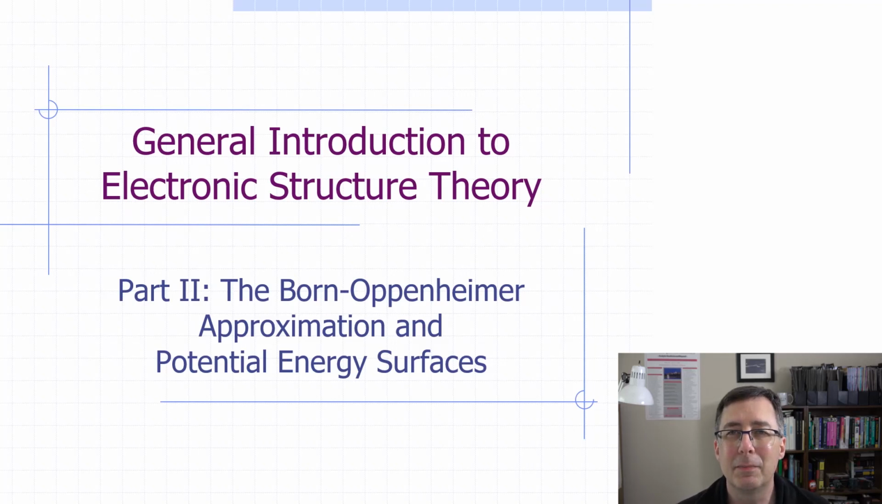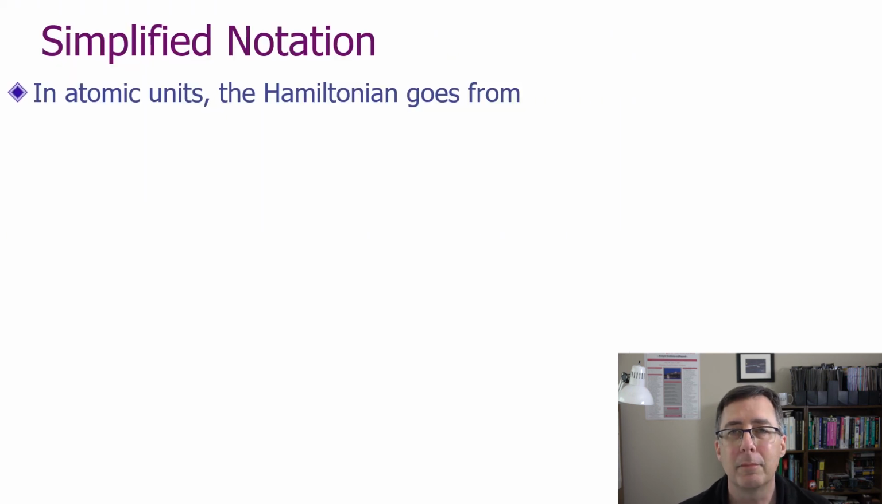Hello! Let's keep going on our introduction to electronic structure theory. Today I'd like to tell you a little bit about the Born-Oppenheimer approximation and how it leads to potential energy surfaces. So first let me recap our notation for the Hamiltonian.